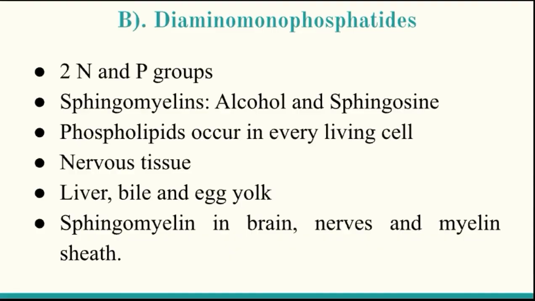Phospholipids occur in every living cell, and nervous tissue contains the greatest abundance. But the liver, muscles, bile salts and egg yolk are also other rich sources of phospholipids. And sphingomyelin is more abundantly found in brain, nerves and myelin sheath.